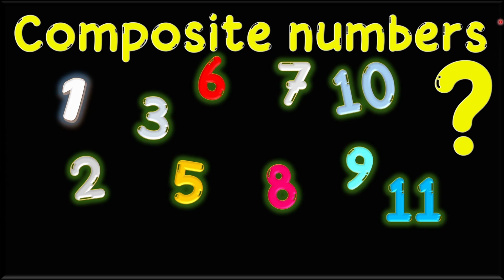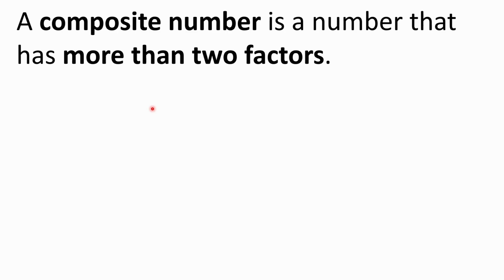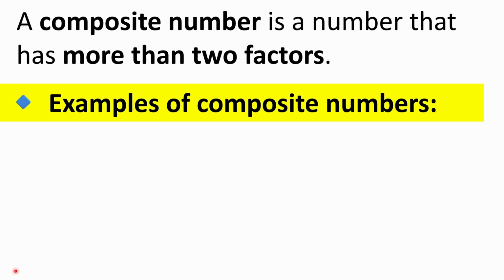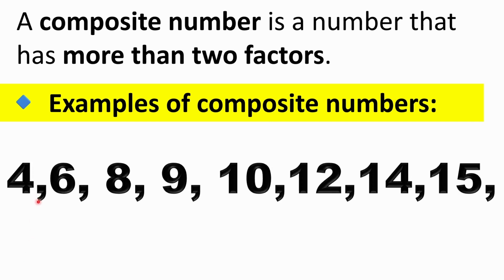Now let's study composite numbers. To start, let's define what a composite number is. Here's the definition. A composite number is a number that has more than two factors. So I will give you an example of composite numbers. We have 4, 6, 8, 9, 10, 12, 14, 15, and so on. Again, composite numbers have more than two factors.